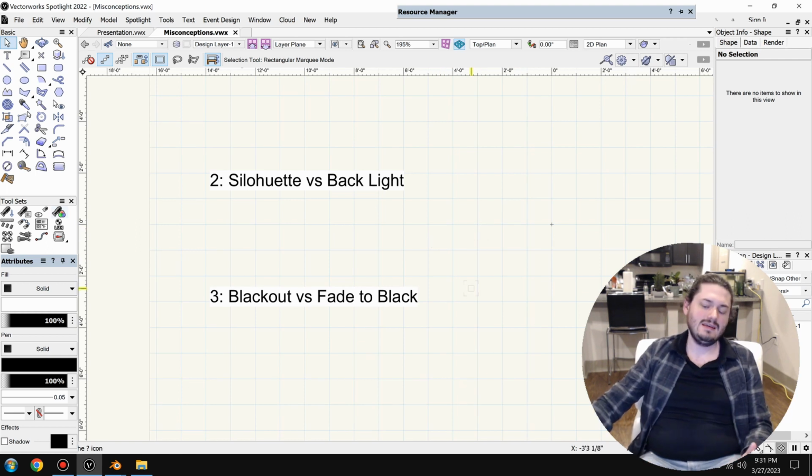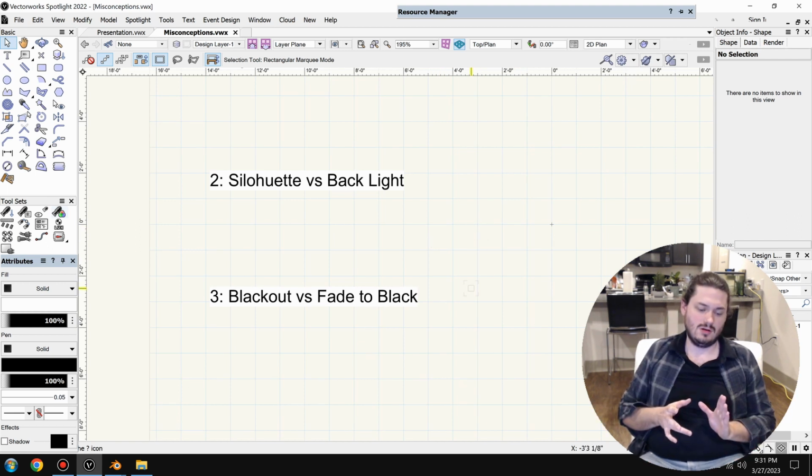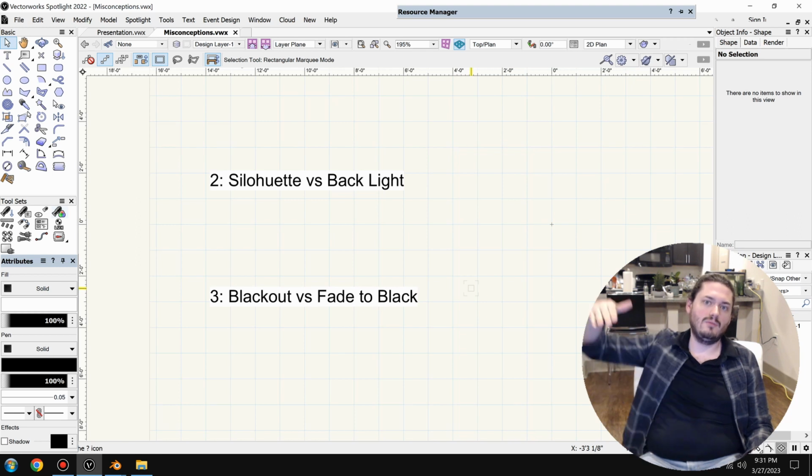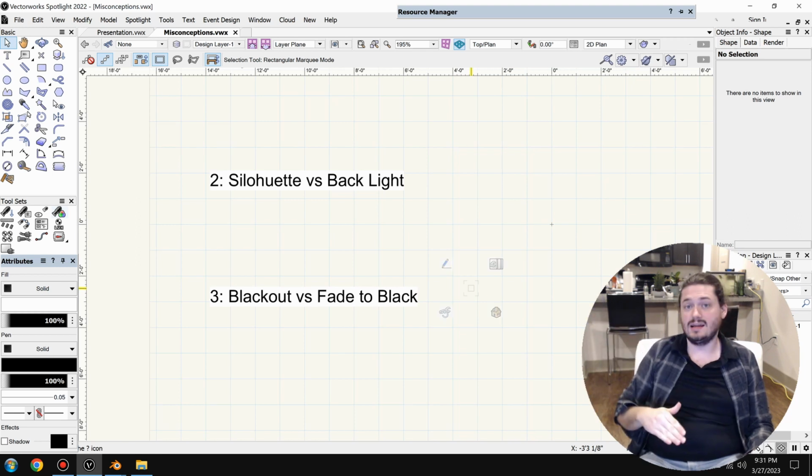Additionally, any transition that happens instantaneously is referred to as a bump. So you might say to your designer, I want to bump from the cyc to the side lighting, and that means an instant shift between the two.